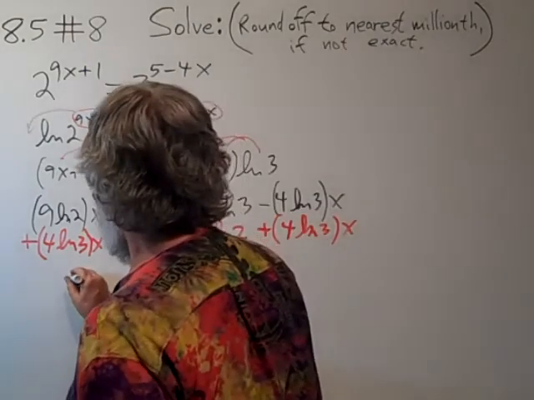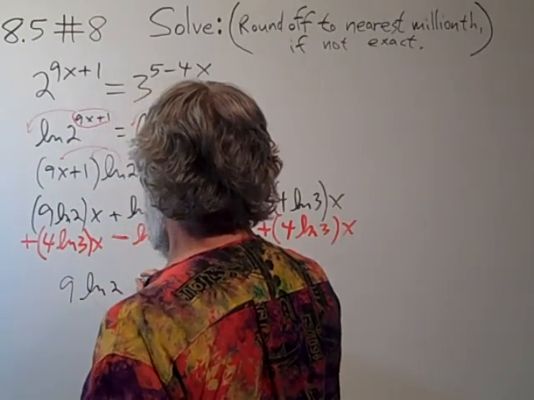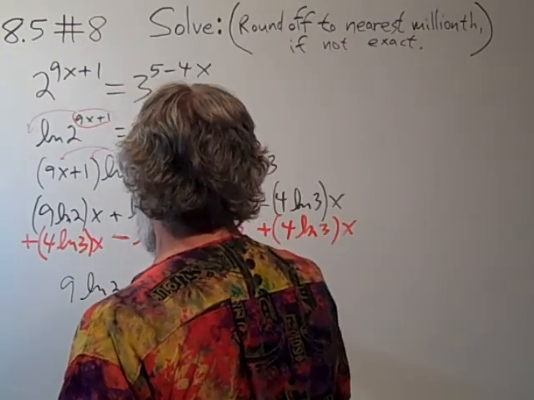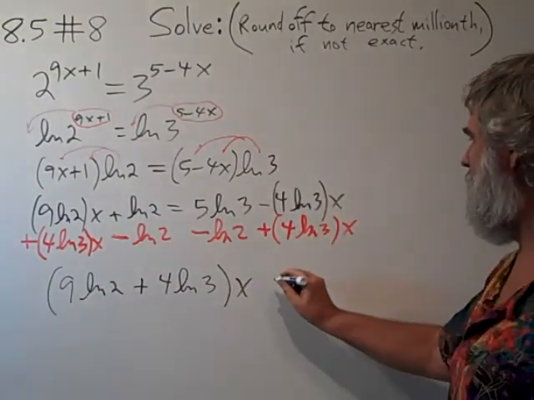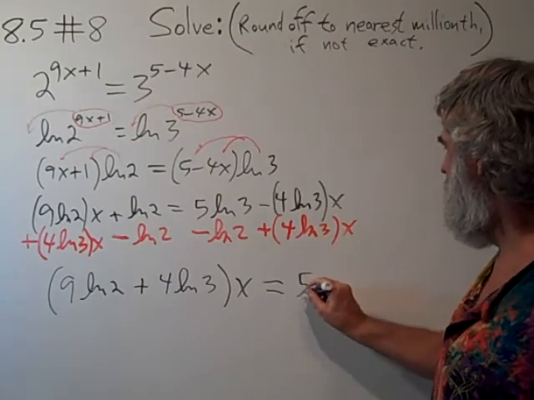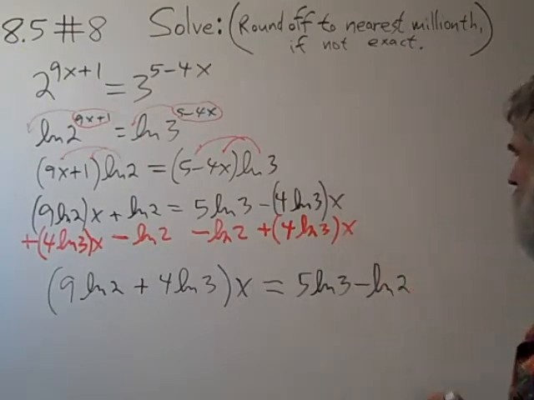And the result is we end up with 9 times the natural log of 2 plus 4 times the natural log of 3. That's how many x's we have on the left. And on the right we have 5 natural log of 3 minus the natural log of 2.